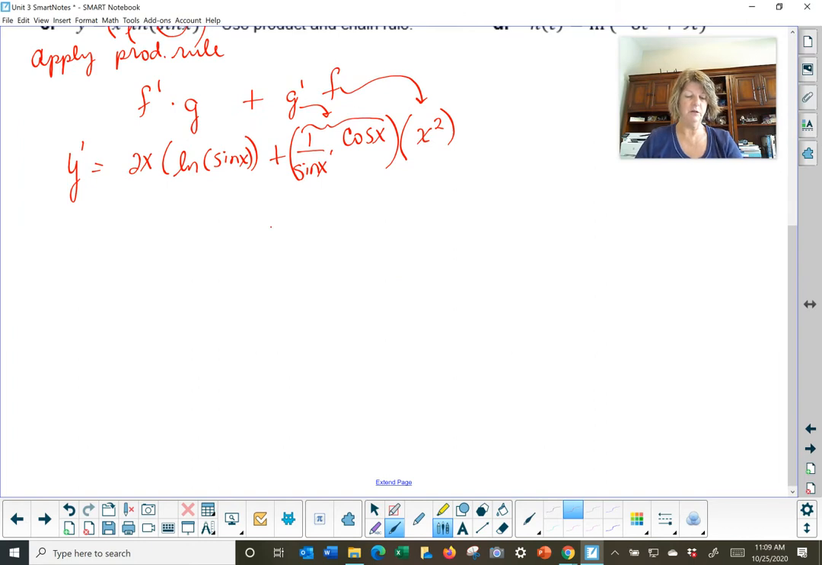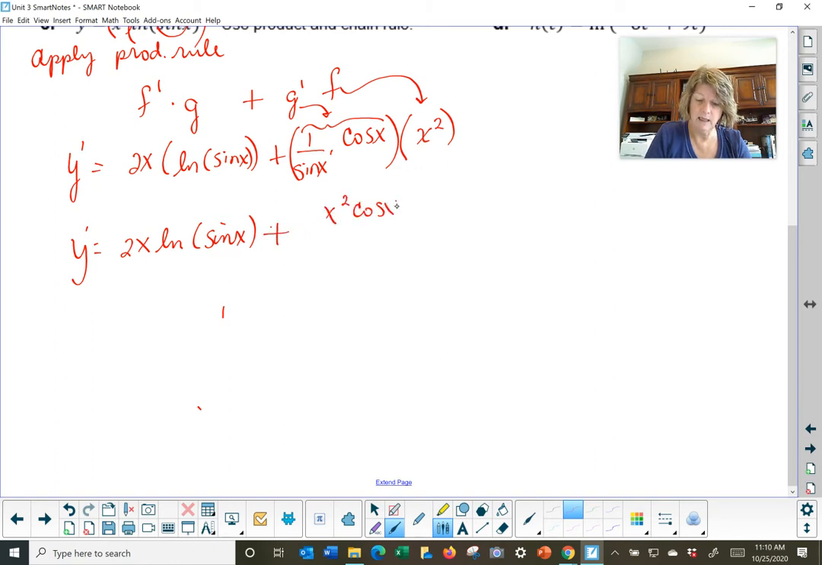Now the last thing I should do is probably make it look a little bit nicer if I can. And I'm not seeing a ton of things to do other than write that fraction at the end a little bit more concisely. So I would say I've got x squared cosine x divided by sine of x. Could you condense this down into one fraction now? That is a skill that I expect you to know.